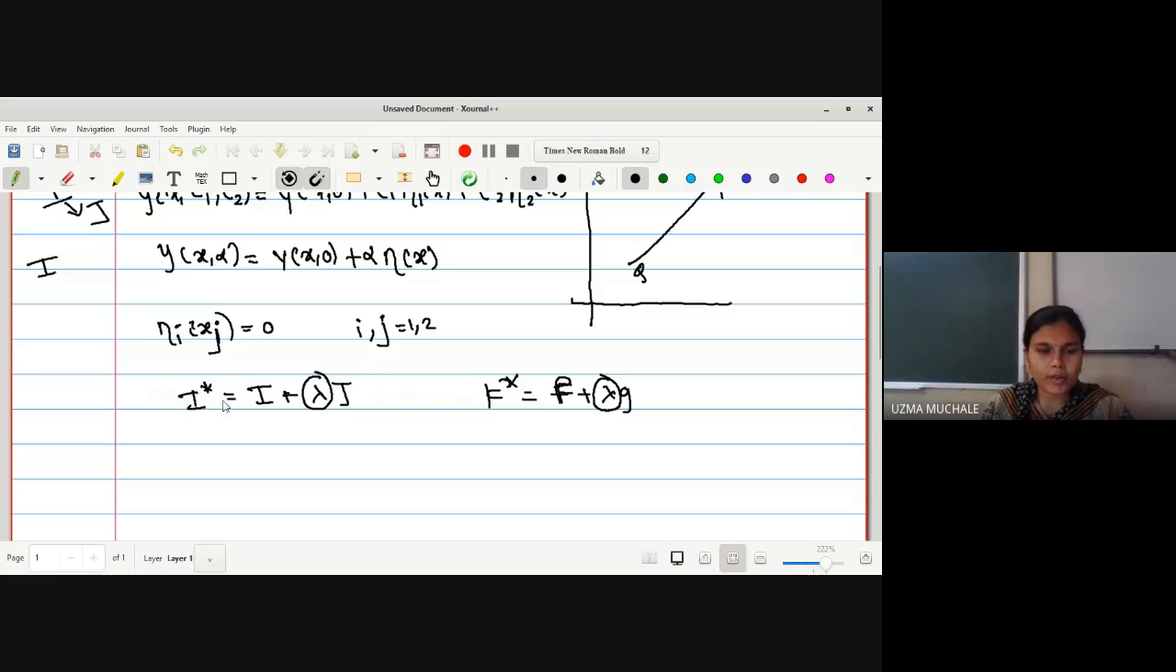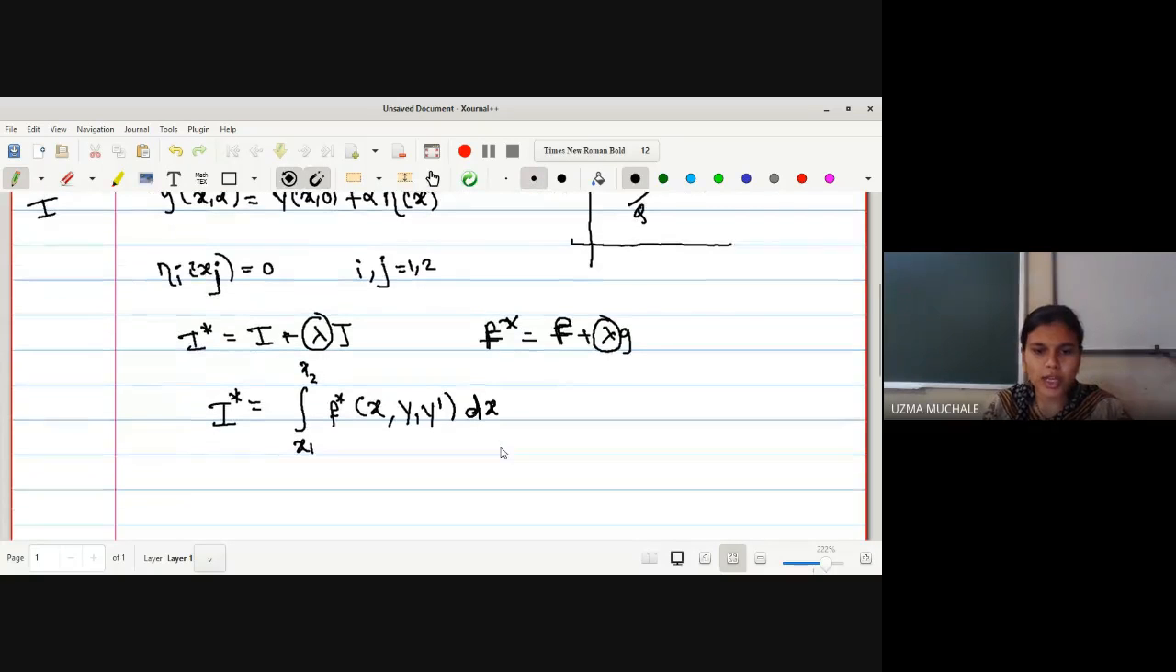Now we have to find out the extrema of I star. Finding the extrema of I and j combinedly is equivalent to finding the extrema of I star. Now let me write down: I star is equal to the integration of what function? It is f star, or you can write it as capital F also. Let me write it here: F star of x, y, y dash, dx.